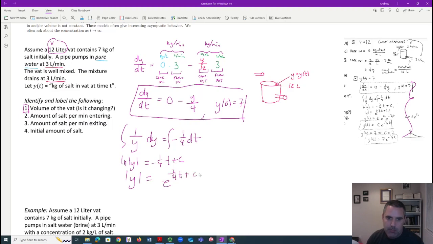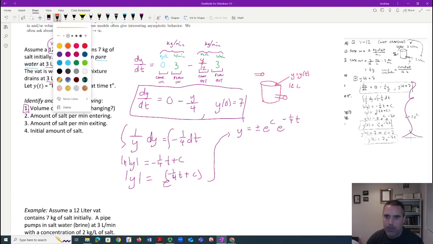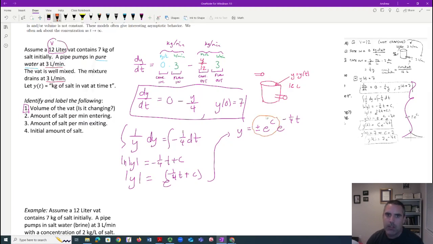Negative 1/4 t plus c. Make sure that c is in the parentheses. Normally we clean this up and write y as plus or minus e to the c, e to the negative 1/4 t. And we've talked quite a bit, this has been our main conversation point, which is that all of this collectively is a constant, in which case it might be kind of nice to call this c1 and then just call this c. C e to the negative 1/4 t. And we've got it. And now we plug in our initial condition. So when t is 0, this needs to be 7. So C has to be 7. So the amount of salt in this container is 7 e to the negative 1/4 t.